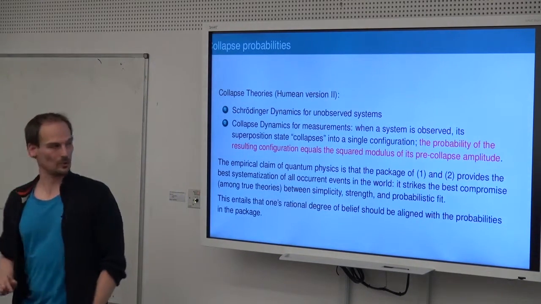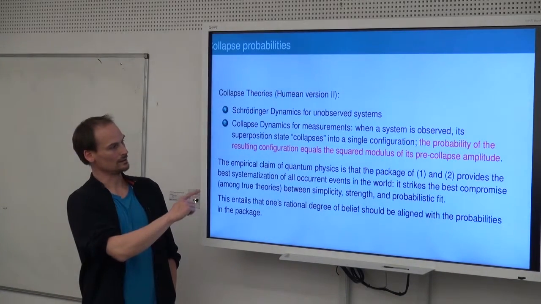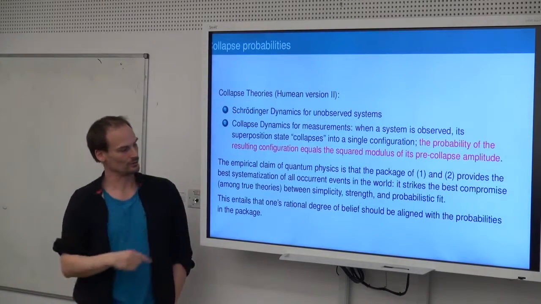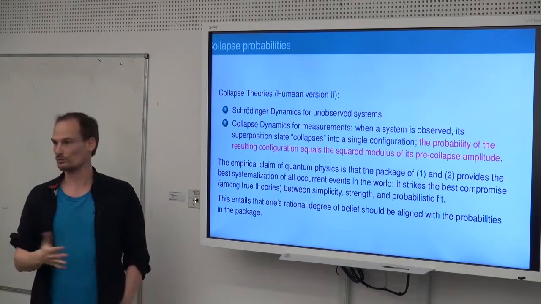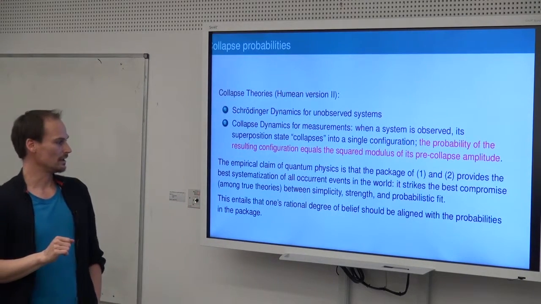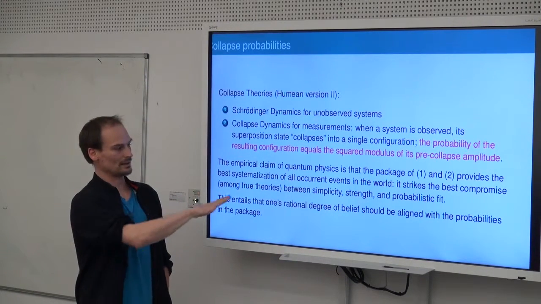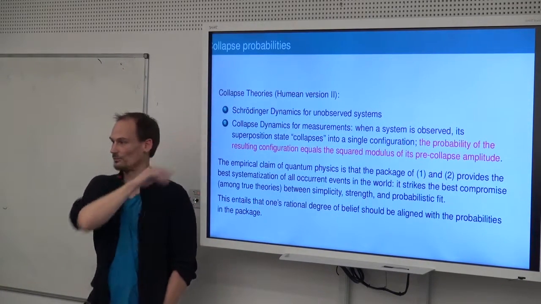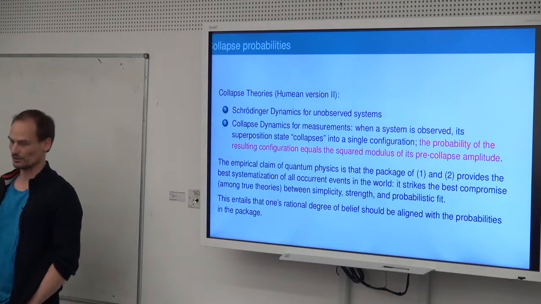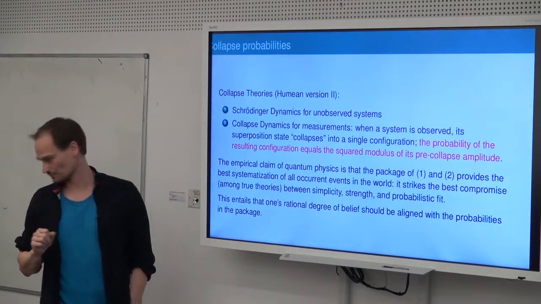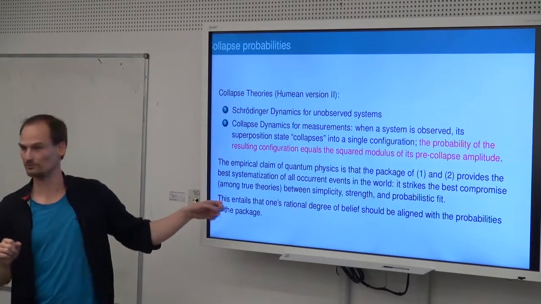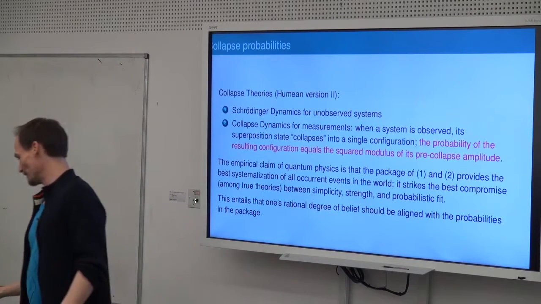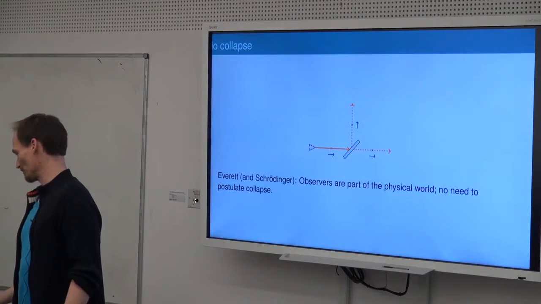Oh yeah, there's one thing that's nice about this: if that's the interpretation of what quantum physics says, you can show that on quite mild and plausible independent assumptions about rationality, your rational degrees of belief should be aligned with the probabilities that are postulated by a theory, which is crucial for testing. This is a controversial claim. I've written a paper, which you're welcome to read, arguing for this claim.